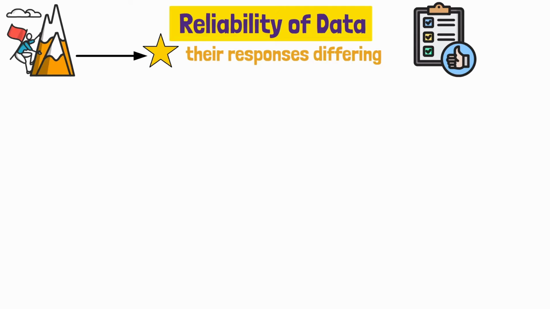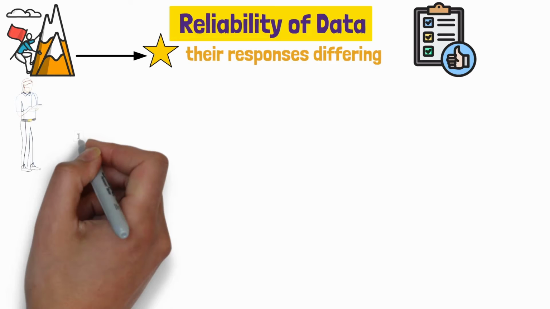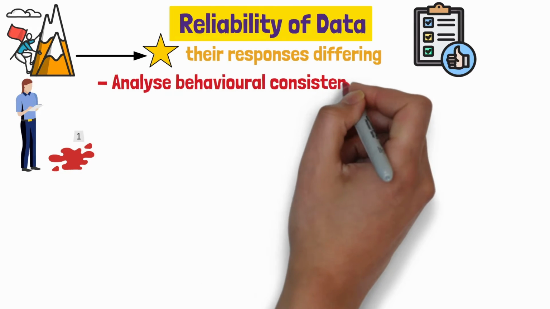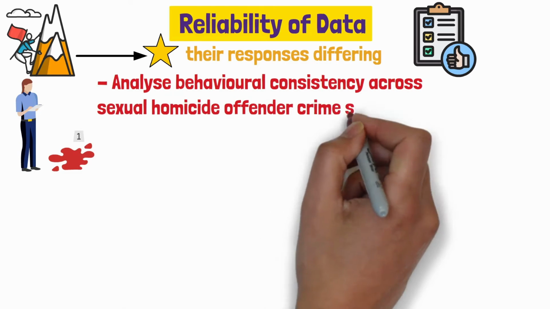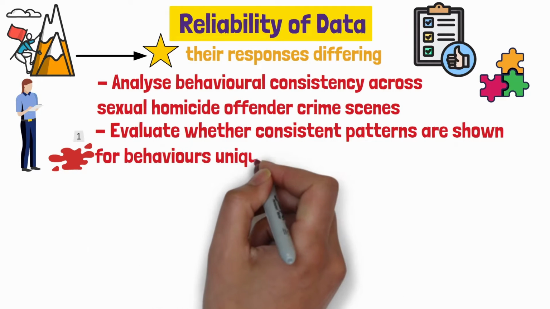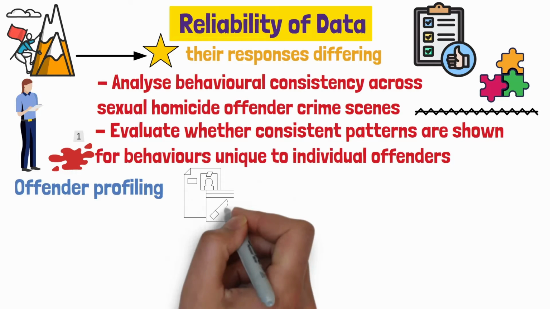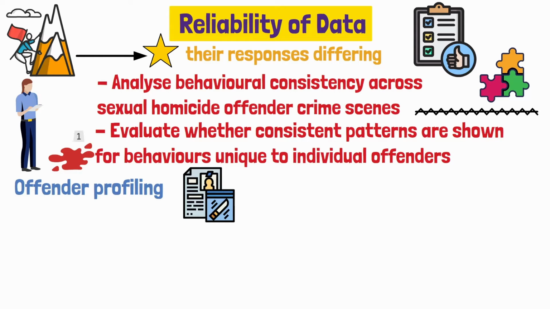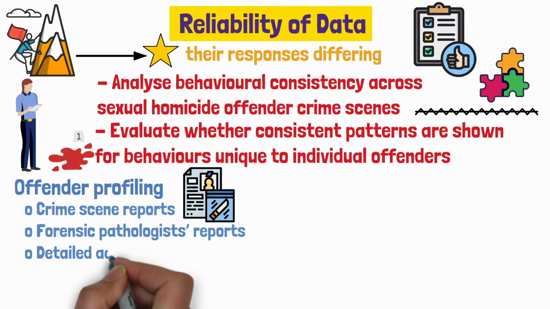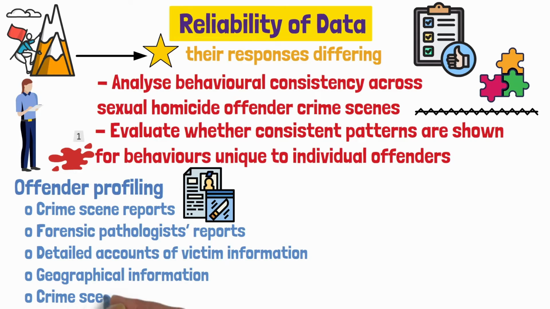Rather than using the signature and MO, behavioural investigators might systematically examine all sexual homicide crime scene behaviours to analyse behavioural consistencies across sexual homicide offenders' crime scenes and to evaluate whether consistent patterns are shown for behaviours unique to individual offenders. Within offender profiling, an offender profile is based on information from crime scene reports, forensic pathologist reports, detailed accounts of victim information, geographical information, and crime scene photographs.